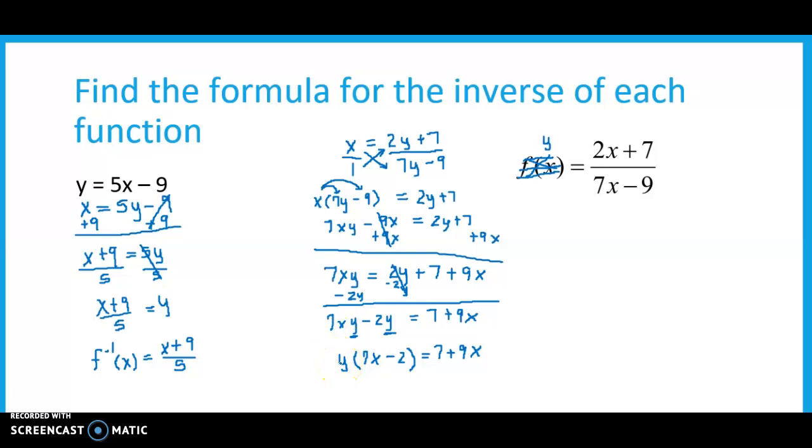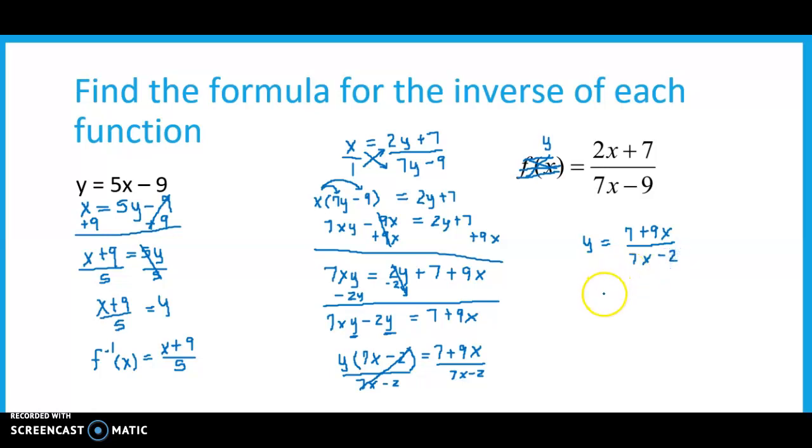Now that factoring is very helpful because I now have a multiplication, and the inverse of multiplication is division. So I will divide on this side by 7x minus 2 and do the same thing to both sides. And these guys cancel, leaving me with an equation that is solved out for y. So I have y equals, and I have on the top 7 plus 9x, and I have in the denominator 7x minus 2.